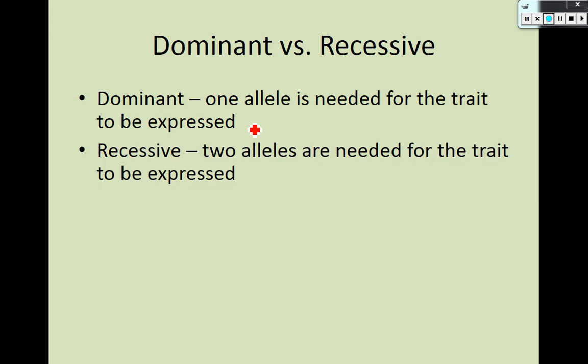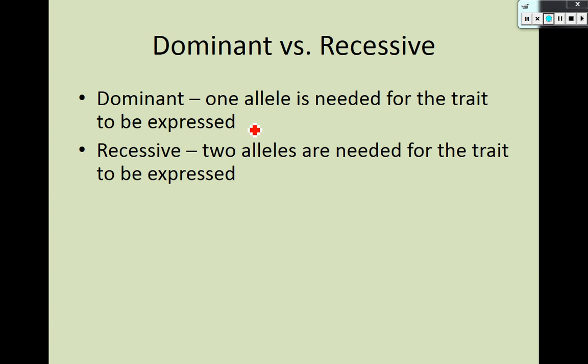Recessive is you need 2 alleles for the trait to be expressed. So if you don't have freckles, it's because you have 2 alleles that are not making freckles. If you don't taste PTC, you would have 2 alleles that are not making functional taste receptors. So we would say that it is dominant to have freckles, it is recessive to not have freckles. It is dominant to taste PTC. It is recessive to not taste PTC.